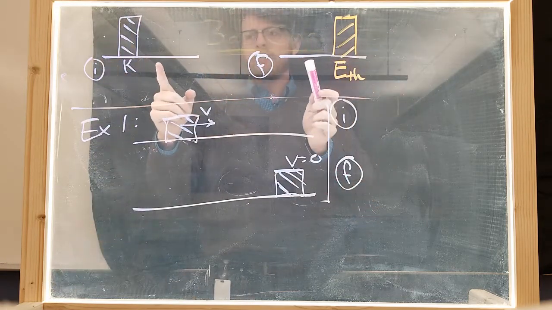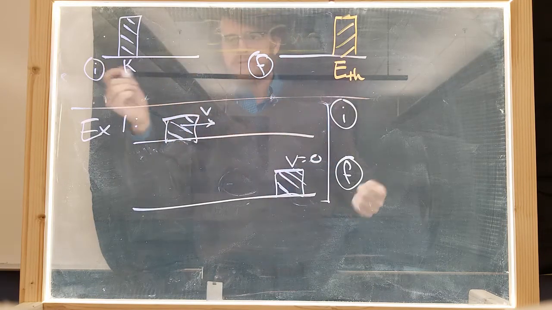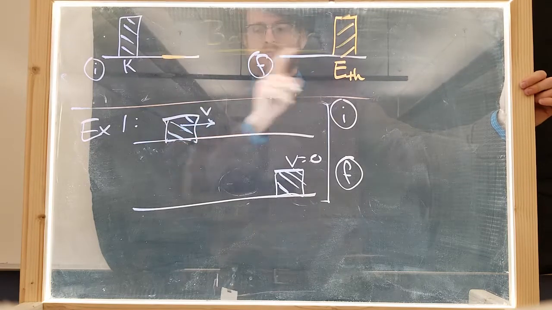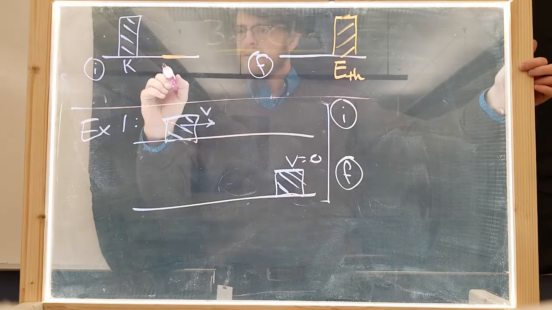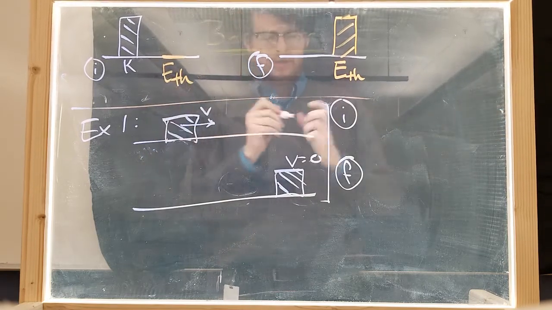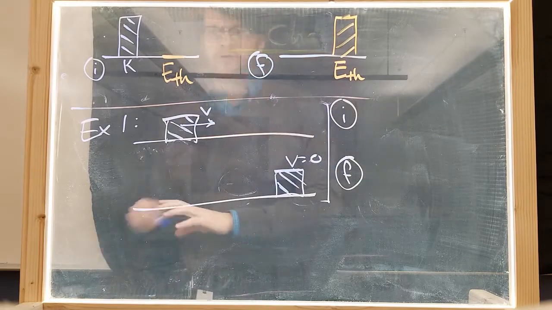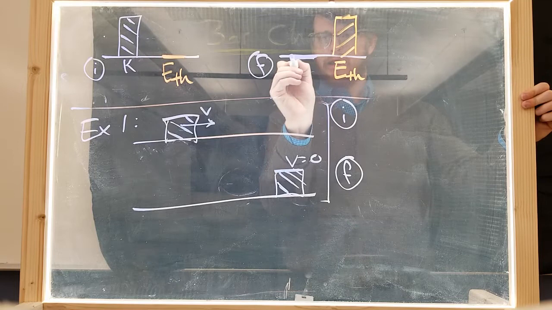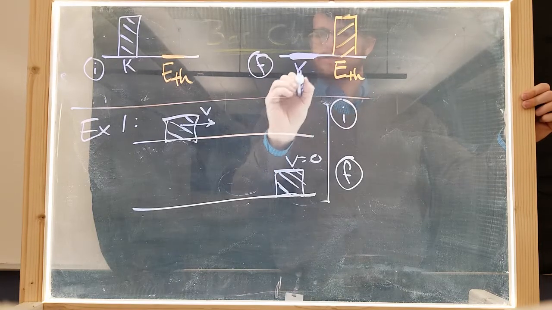Now, this may seem a little picky, but I want E thermal to show up on both sides, but there's no E thermal over here. E thermal. And I want kinetic energy to show up on both sides, and there's no kinetic energy here, so I'll just draw a thicker line at 0 and say kinetic.